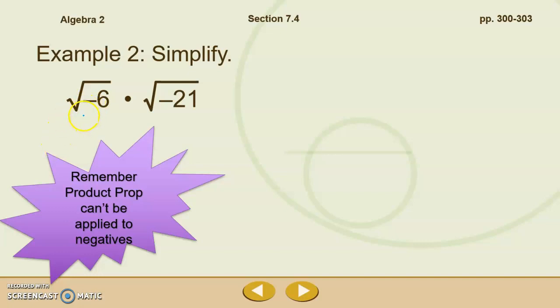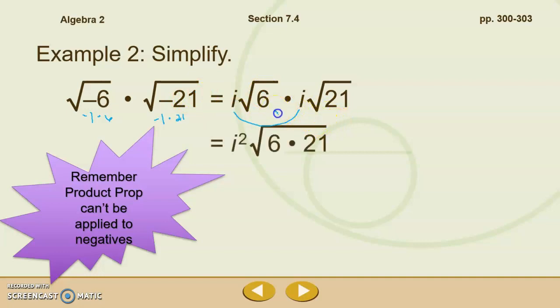And the way that we do that is by taking our square root of negative 1 out of each of these radical expressions, and the square root of negative 1 is i, so we're going to rewrite that as i square root of 6 times i square root of 21. We'll then multiply what we have here. i times i is i squared, and square root of 6 times square root of 21.